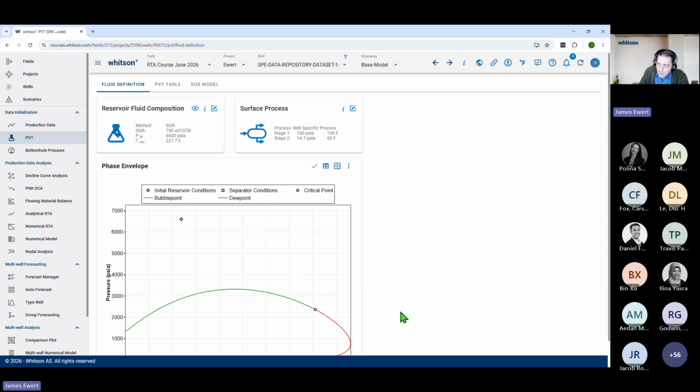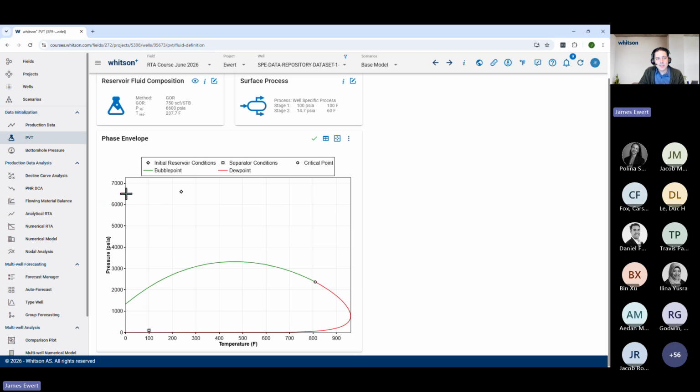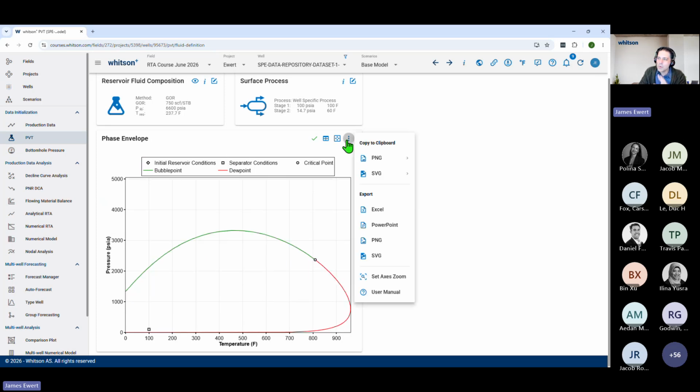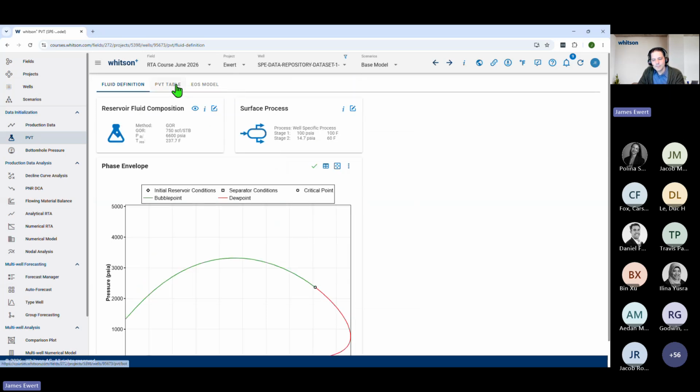When I click Save, the software is going to create a custom phase envelope for me. And you can see it right here. And once again, this is another plot that I can interact with. I can export it out. I can do all of those things with it. But let's click on PVT table at the very top.